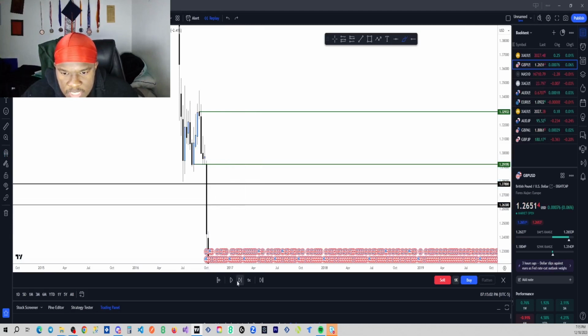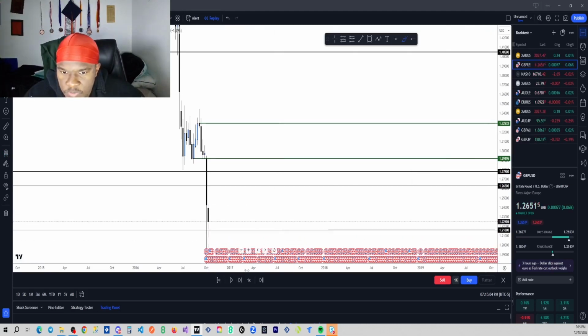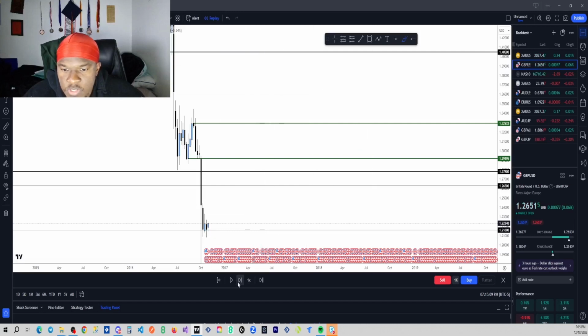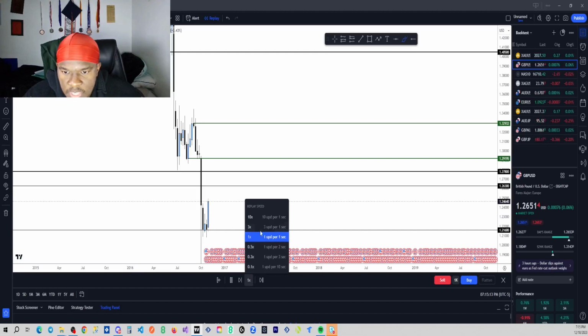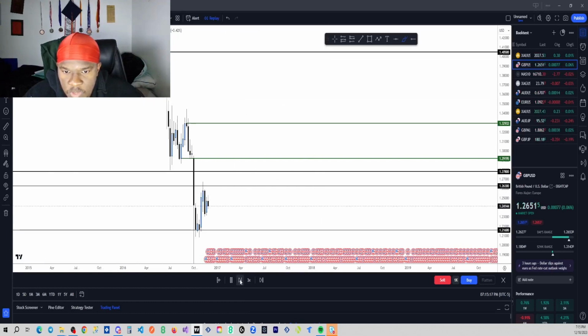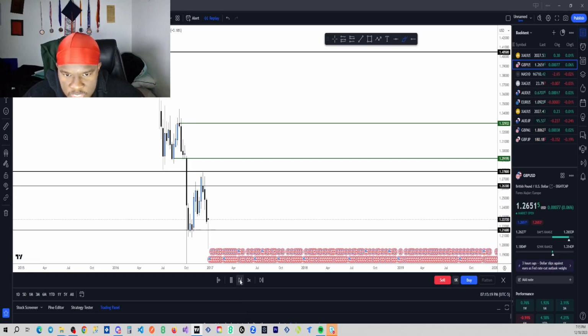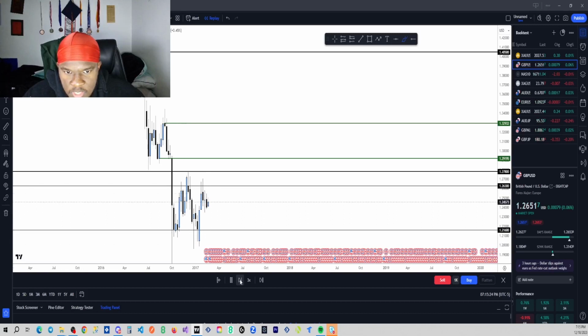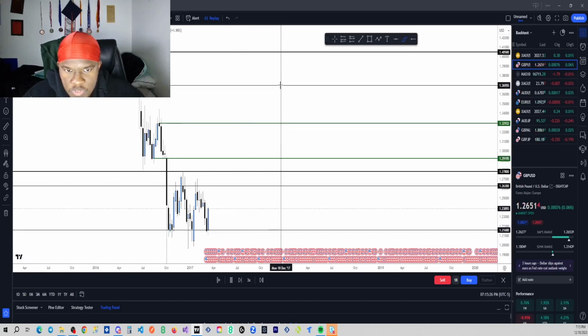Now I want to show you guys when the shift of structure happens. We continue to play this out. You'll see we are still in this range. Let me play this at 3 times speed. All right. So now we're retesting the level. We're retesting the level. And let me show you guys what happens.